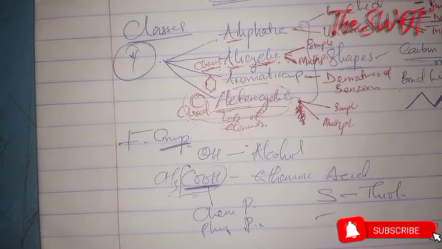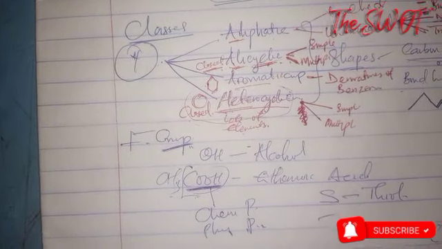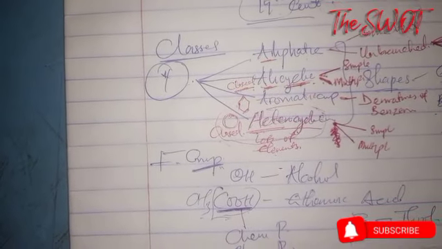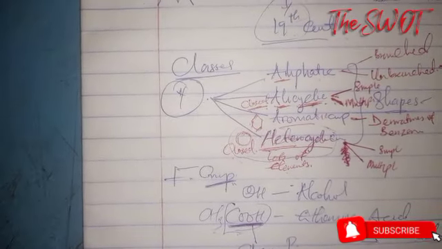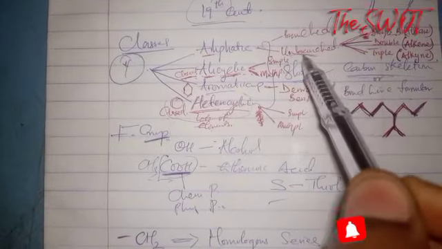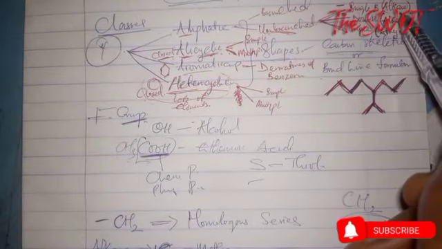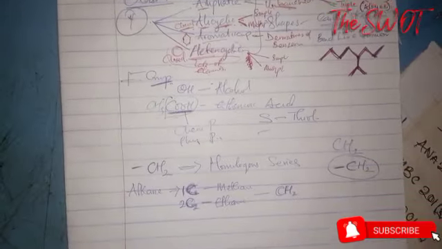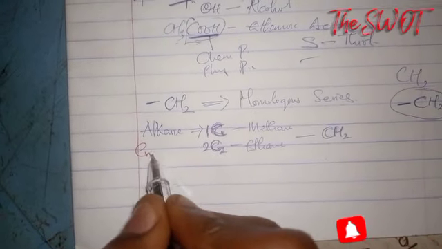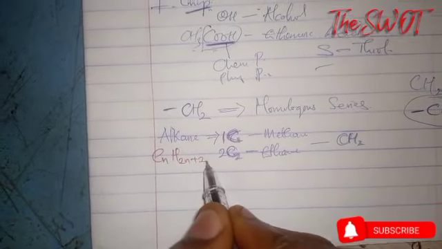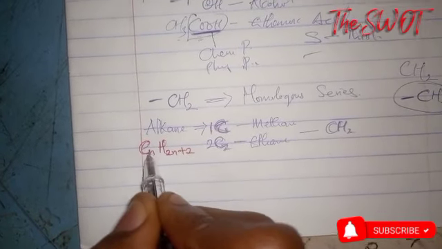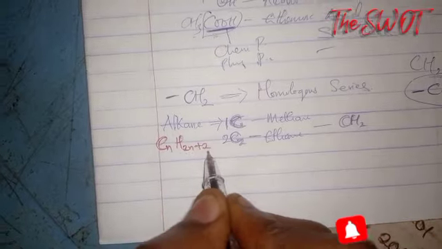So now another thing you need to also note is that from here we'll be moving to unbranched aliphatics. For the unbranched aliphatics, we'll be looking at the first one, which is the alkane. Now the alkane has a molecular formula of CnH2n+2. So that's the molecular formula or general formula: CnH2n+2.